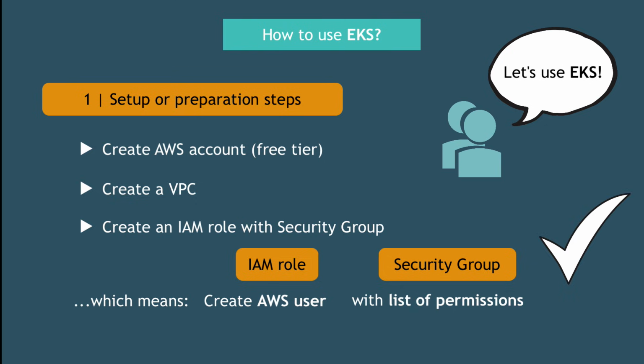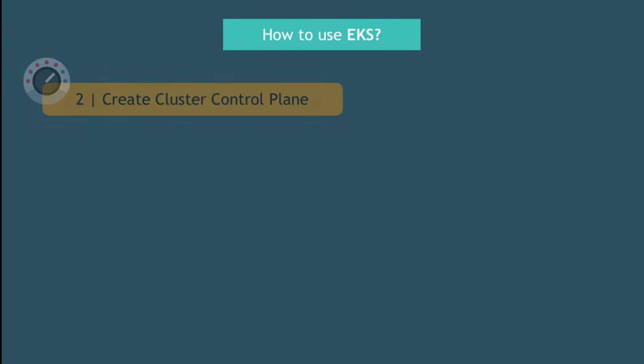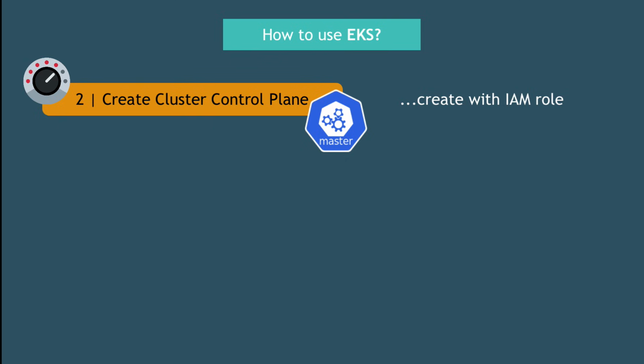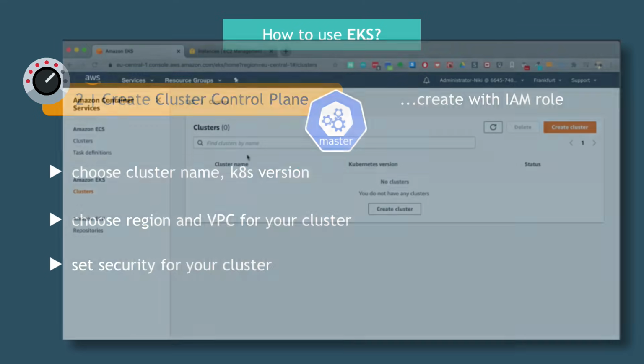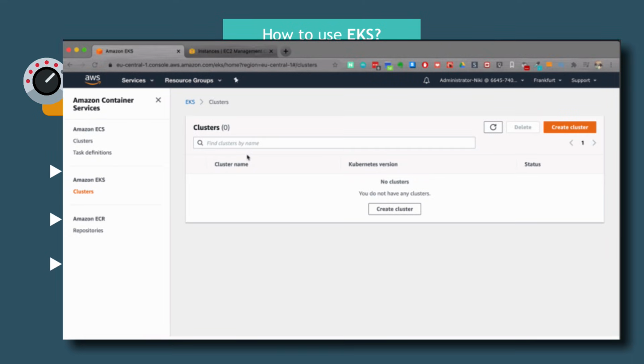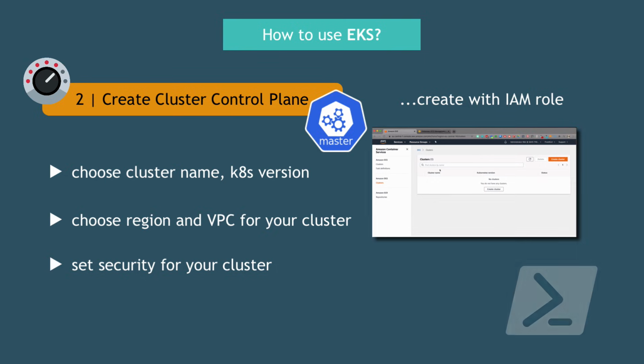Once you have these things set up, now you can go and create the control plane of the cluster, meaning the master nodes. You create the cluster with the AWS role, or this IAM role, which obviously has to have a permission to create and configure the EKS cluster. Here, just choose some basic information like the name of the cluster, which Kubernetes version you want, which region your cluster should run in, and so on. You set some security for your cluster. And note that you can do this setup or cluster creation process either using the AWS UI or Management Console, or the AWS command line.